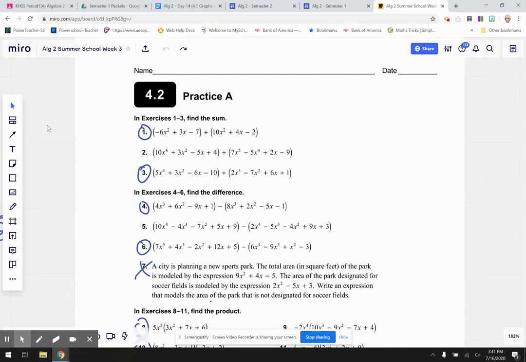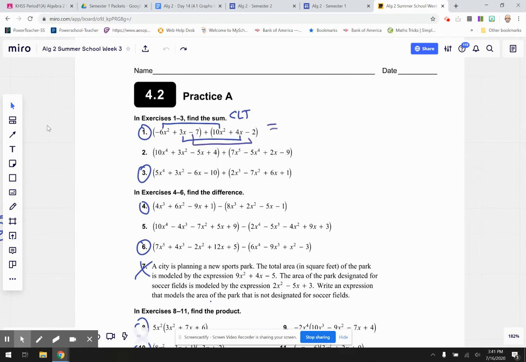And first they're asking us to find the sum, and I'm just going to put CLT because really you're only combining like terms on these. You're looking for terms that have the same exponent. So the negative 6x squared and the 10x squared are like terms. The 3x and the 4x are like terms. And the negative 7 and the negative 2 are like terms.